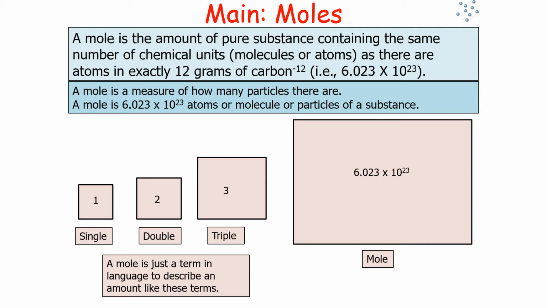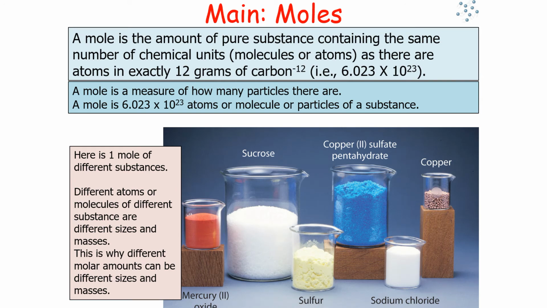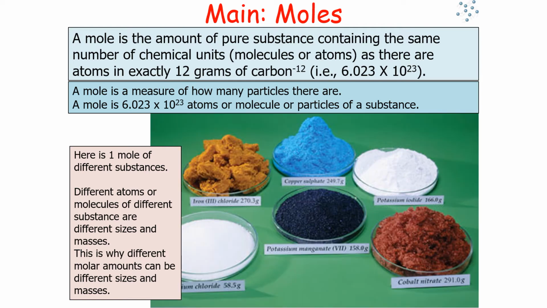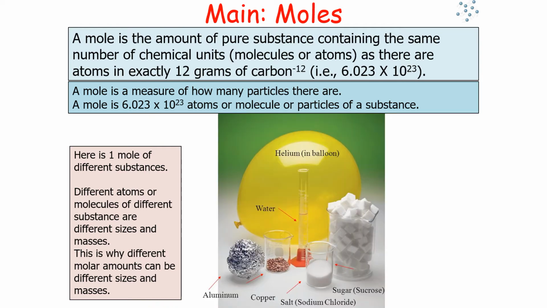A mole is just a term used to describe an amount, like the term single, double or triple would be. There are many examples of getting 1 mole of a substance. You can see in the following images 1 mole of that substance. Different atoms or molecules of different substances are different sizes and masses. This is why different molar amounts can be different sizes and masses, as shown in these images. These are all 1 mole of that particular substance.